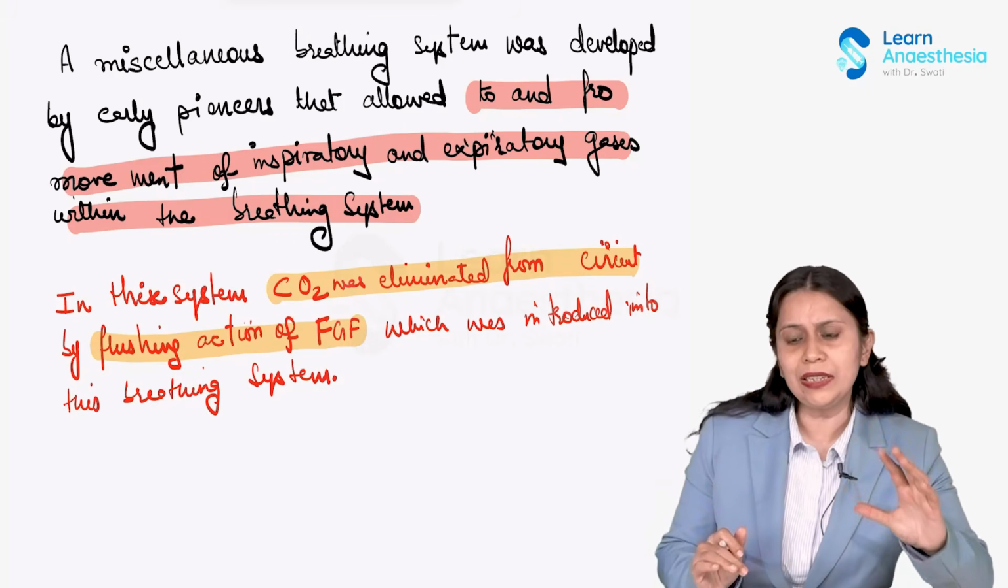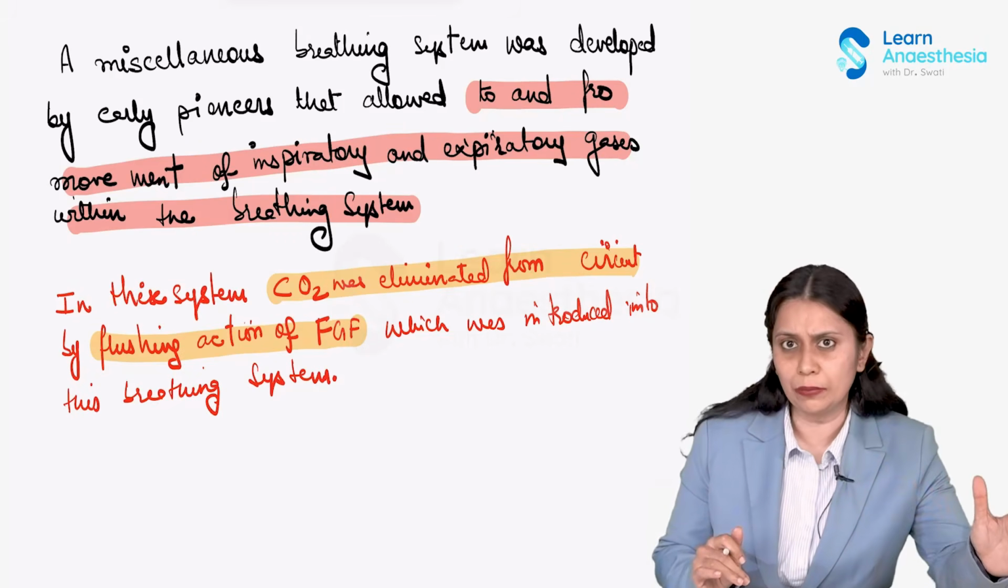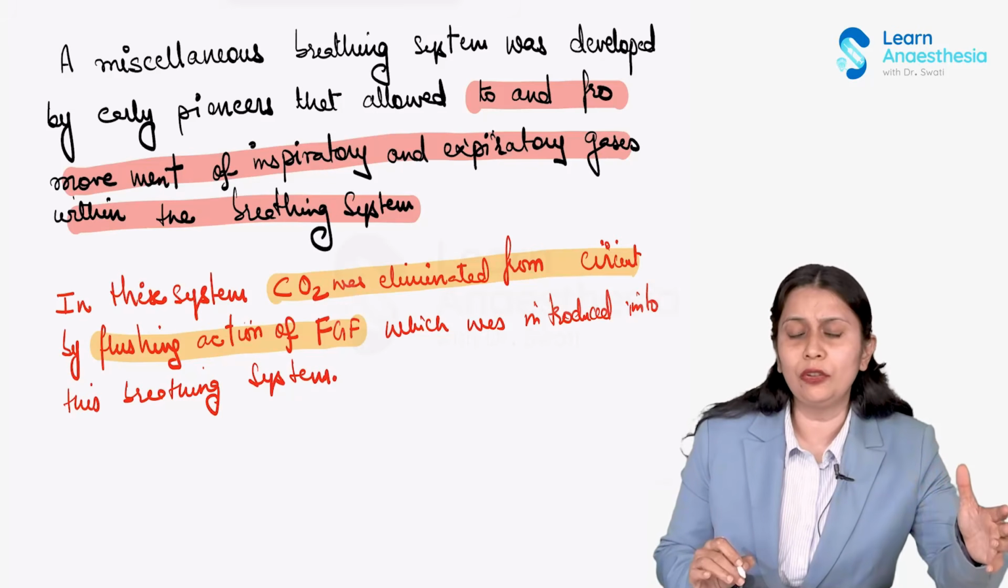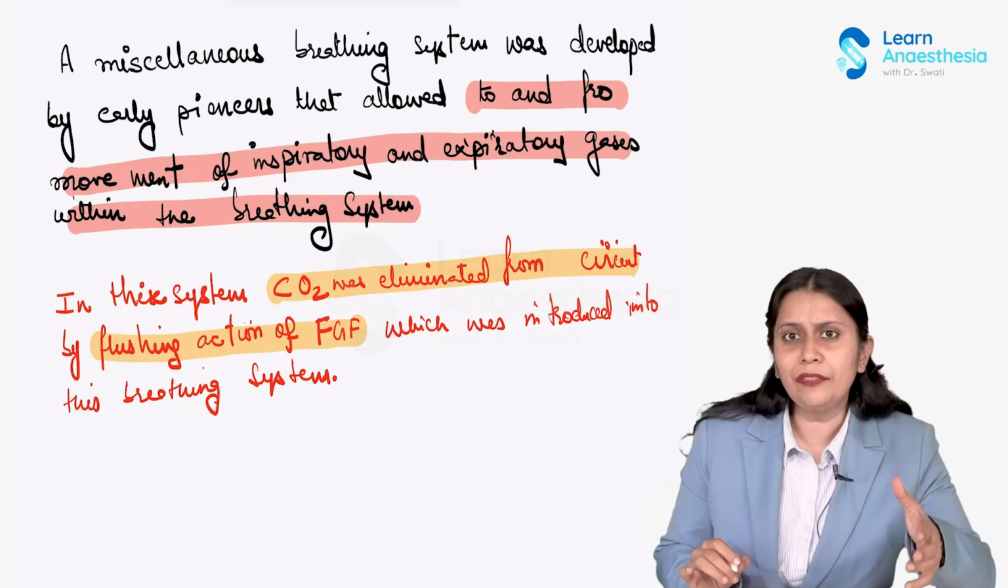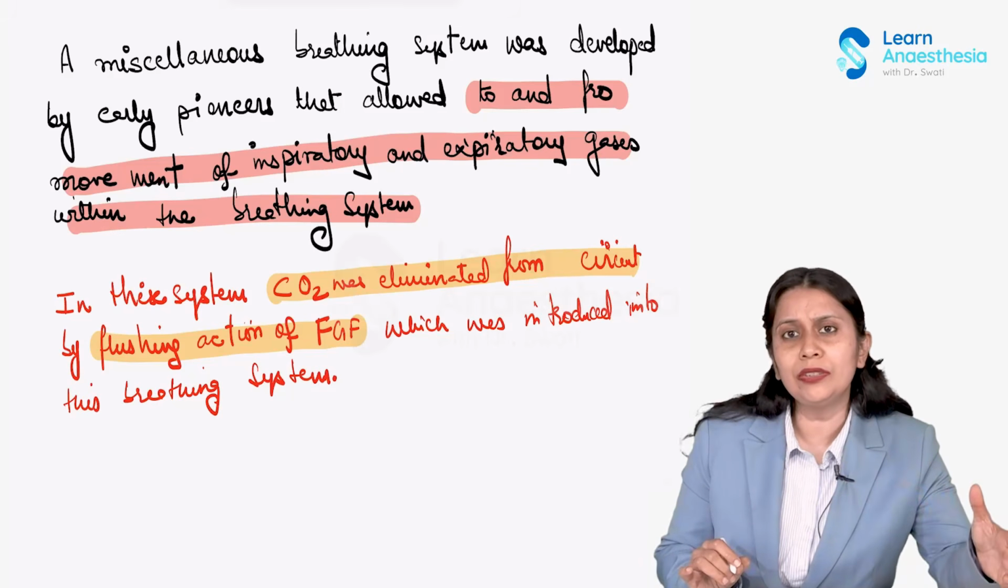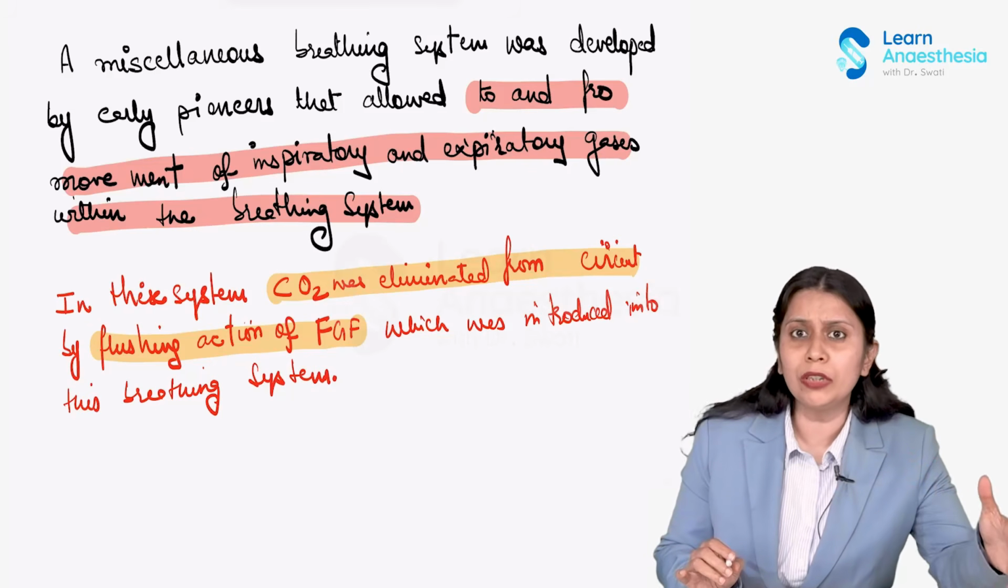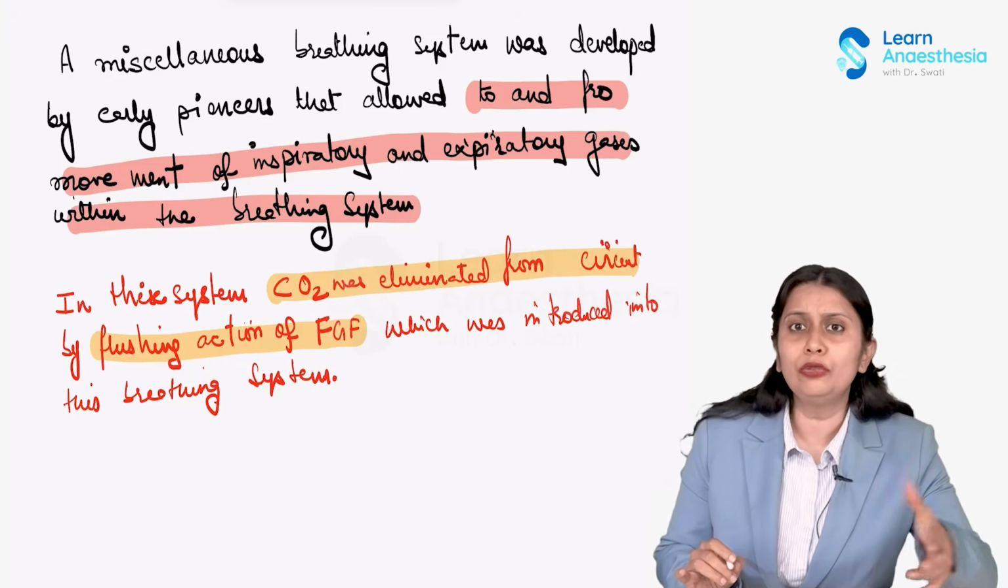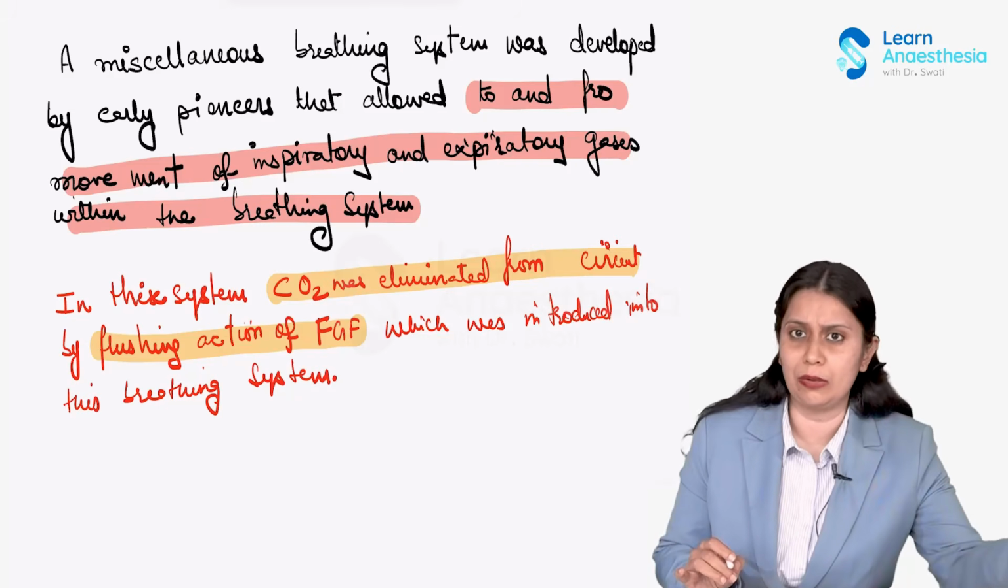So, efficiency decides which circuit is best for what type of ventilation, and efficiency is dependent upon the requirement of fresh gas flow to remove the carbon dioxide. If a lesser fresh gas flow is required to remove the carbon dioxide, we would like to use that because it will be more economical to use less fresh gas flow to do the job. The job is to remove the carbon dioxide.